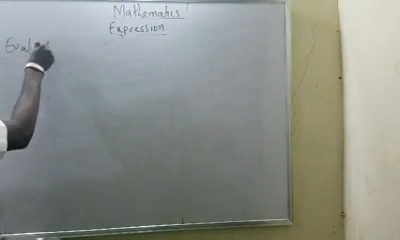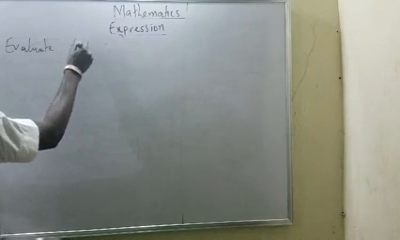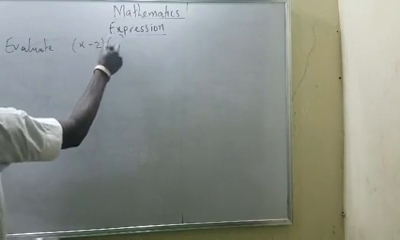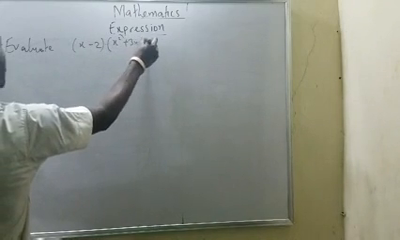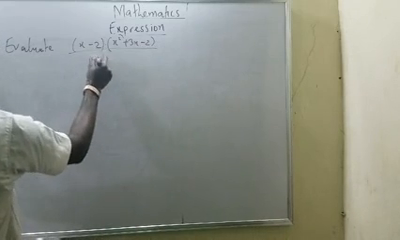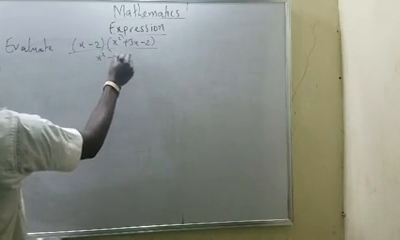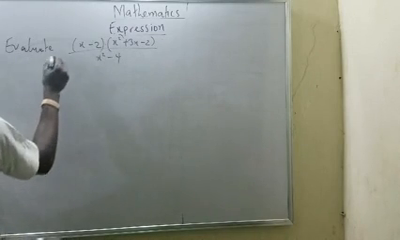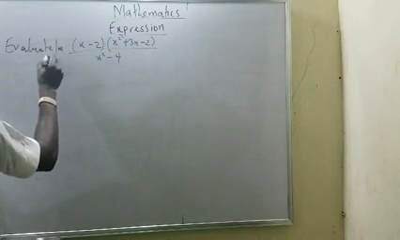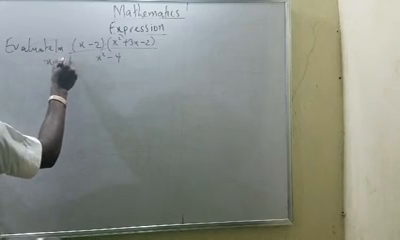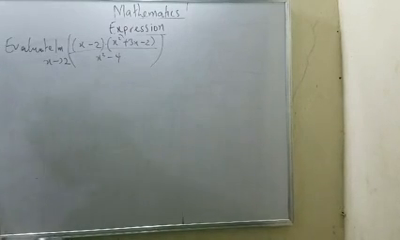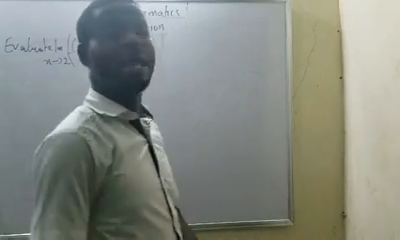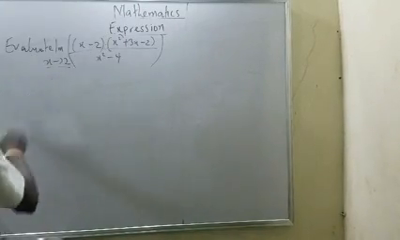Evaluate x squared plus 3x minus 2 divided by x squared minus 4. Now, sorry, I have to put the limit. x tends to what? x tends to 2. I think that is just it. Now, look at this. My x is tending to 2, which is the limit.